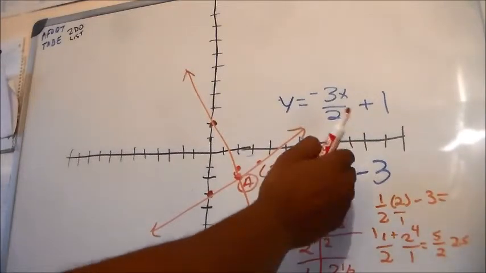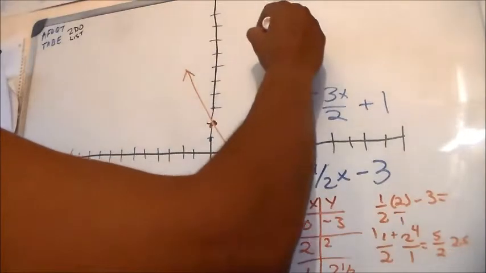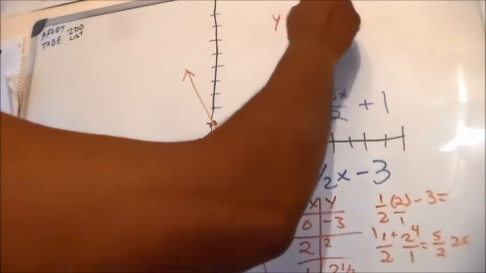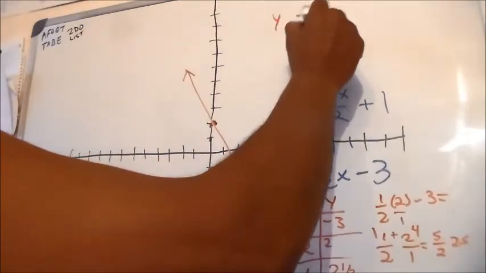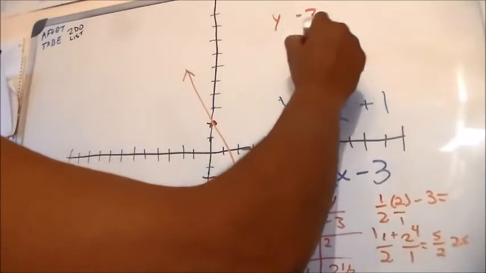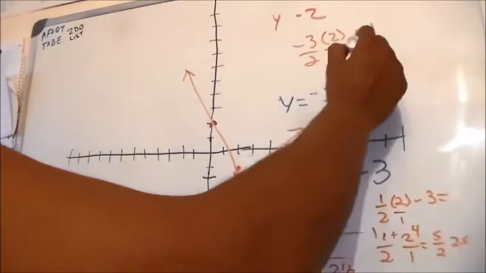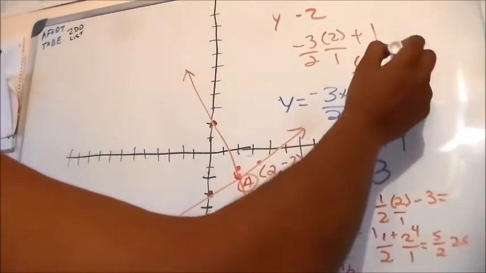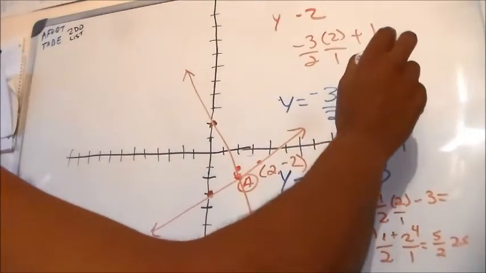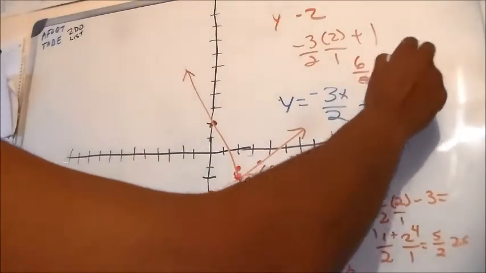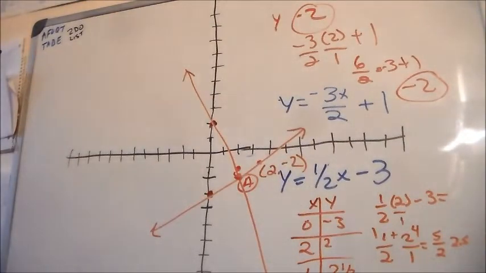Now again, you can plug the 2 in the X spot. The result should be -2 when you work it out. So Y should be -2 when we plug 2 in. So -3/2 times 2 plus 1, -6/2, which equals -3 plus 1 is -2. Alright, so we just tested it, and that works.